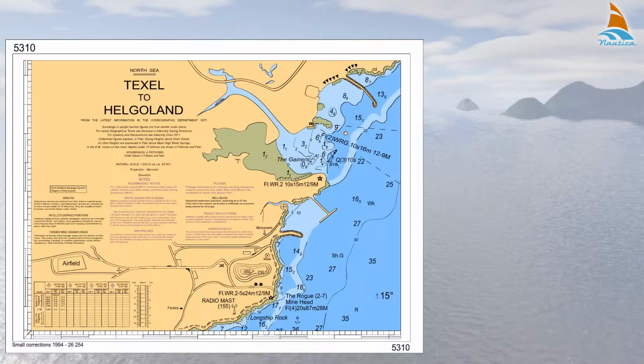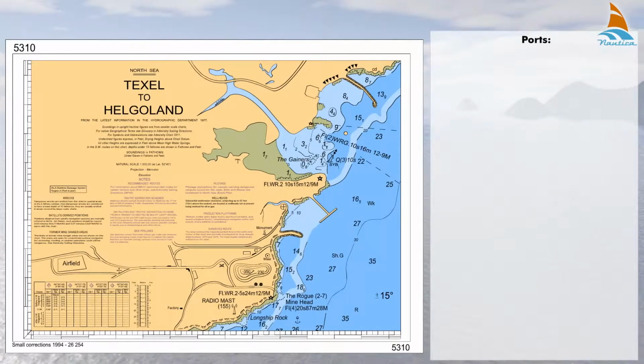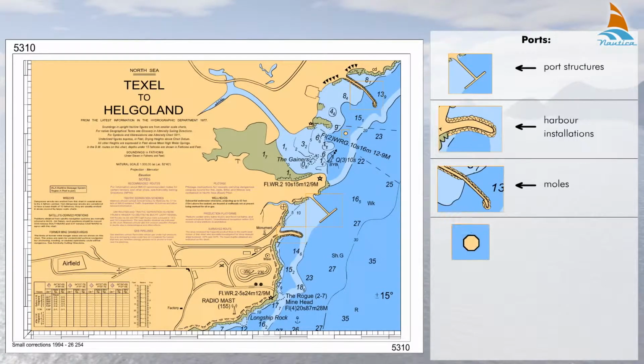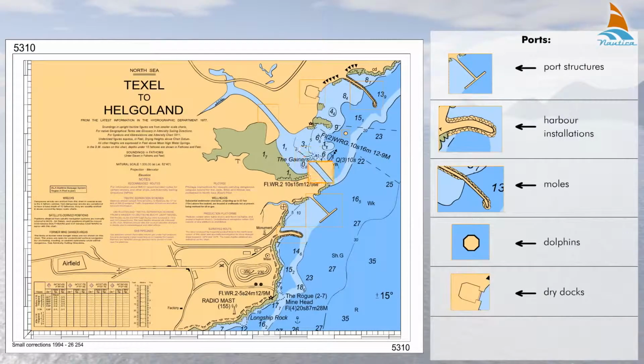On the nautical chart, you'll also see ports, including port structures, harbour installations, moles, dolphins, dry docks, and canals.